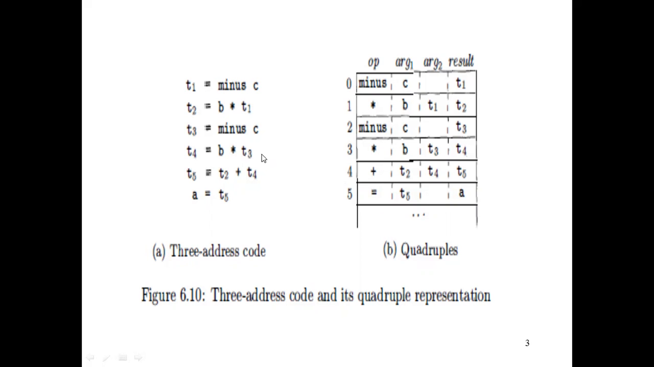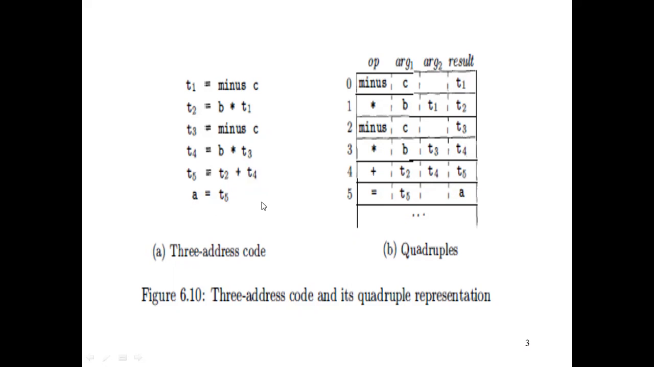Now come to another line. Again here the operator is star, argument 1 is B, argument 2 is T3. So star, B, T3, and the result will go to T4. Again come to the next line. Here plus is the operator symbol, so you can write plus, argument 1 T2, argument 2 T4, and the result you are going to assign into T5. So you can write here T5.